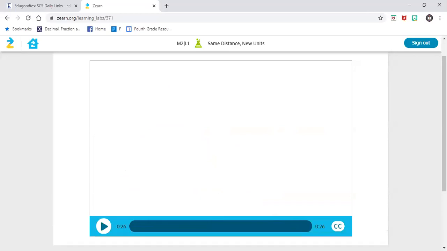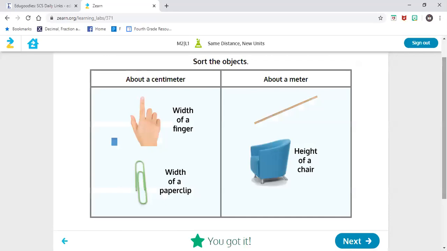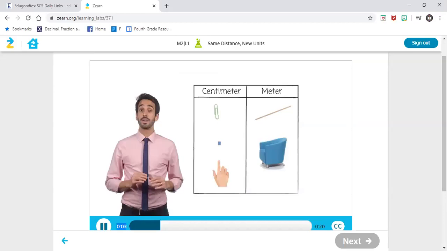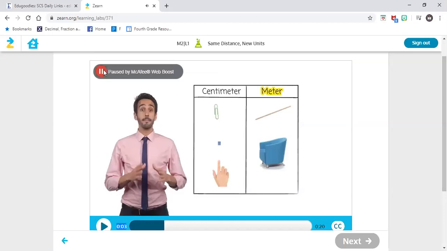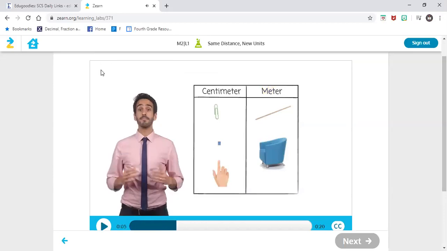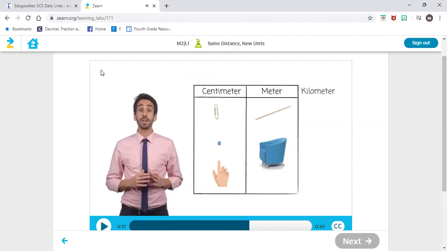So let's see. The width of my finger, it's about a centimeter. It's definitely not as long as a stick. Same with the paper clip. And then about the size of the stick is a chair. A meter is a bigger unit of measurement, and a kilometer is an even bigger unit than that. A kilometer is about the distance you can walk in 15 minutes.